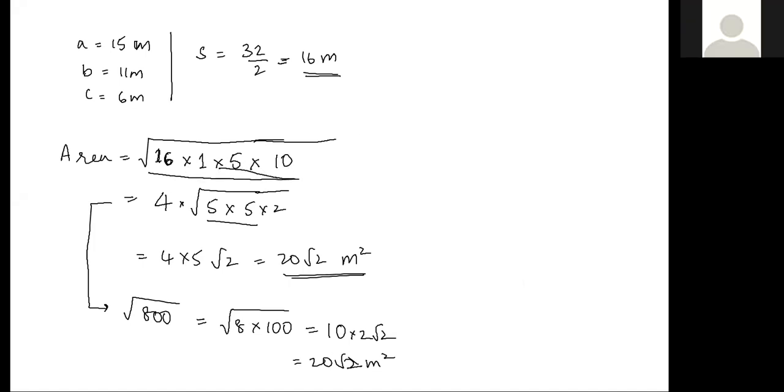Okay, then what I did was take root 16. So root 16 is equal to 4, right? So I got that out of the square root and wrote it as 4. Then 1 I ignored, 5 I wrote as it is, and 10 I factorized as 5 into 2. In this step, under root 5 into 5, I brought it out of the root and made it a single 5.